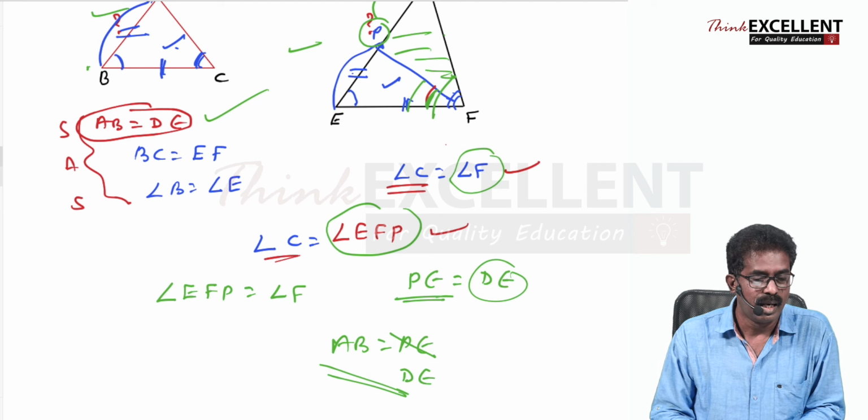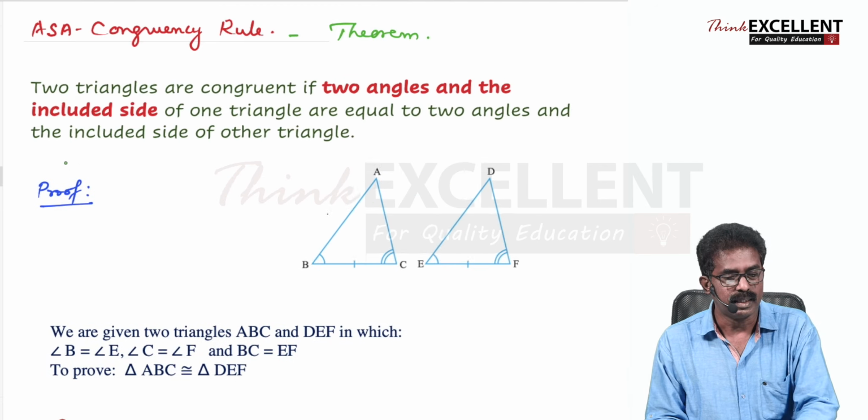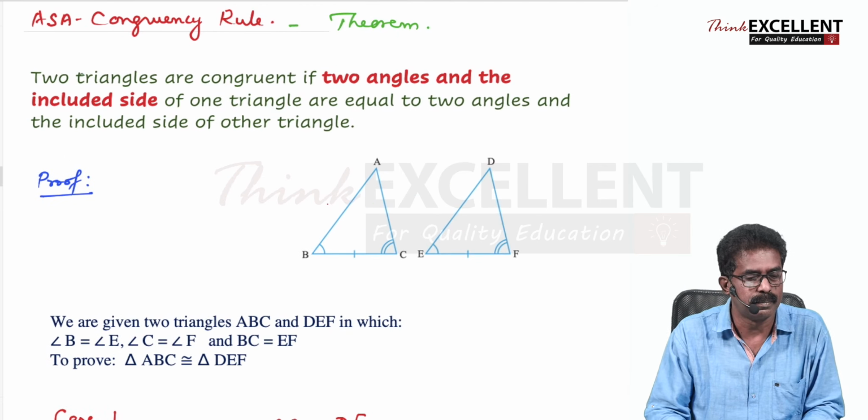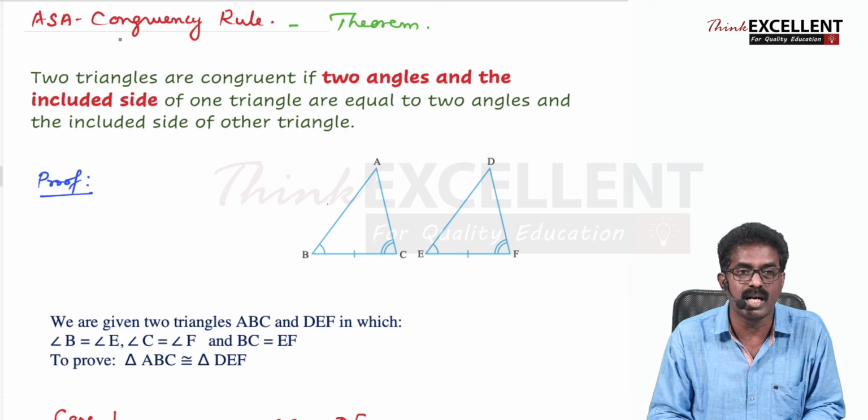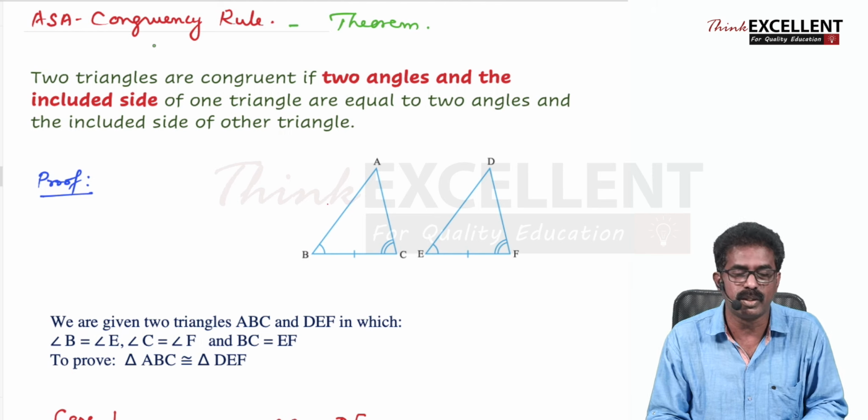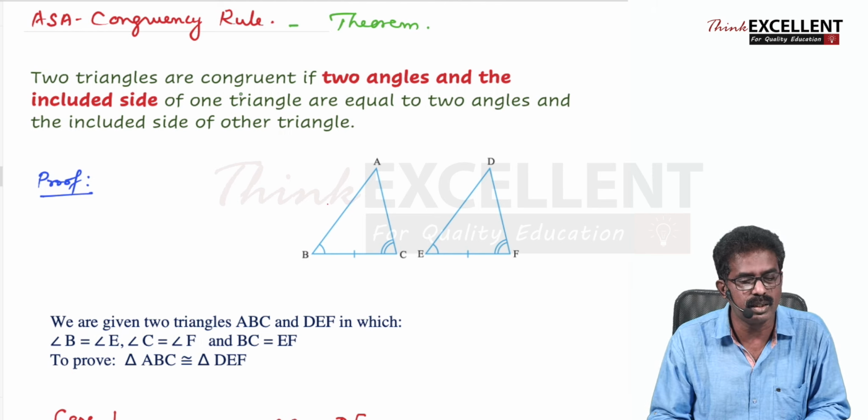So I'll teach the whole thing again. Please listen with proper steps. Yes, the ASA congruency rule. The statement you have to study: two triangles are congruent if two angles and the included side of one triangle are equal to the two angles and the included side of the other triangle.